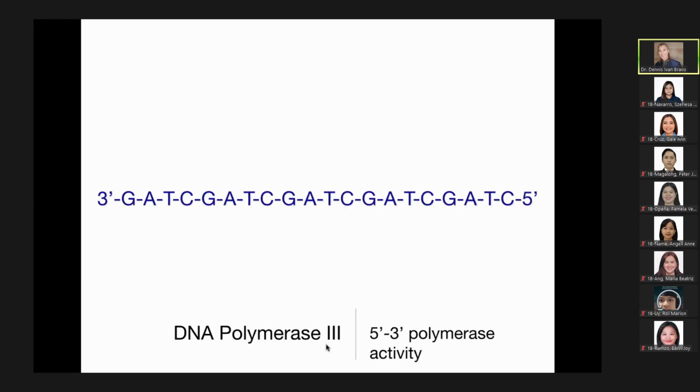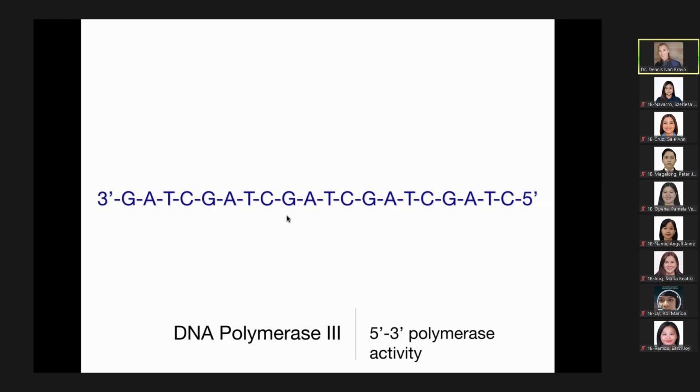DNA polymerase 3 is the main replicative enzyme. And just like DNA polymerase 1, it has a 5' to 3' polymerase enzymatic activity. This is the enzymatic activity that allows those two enzymes to synthesize phosphodiester bond.